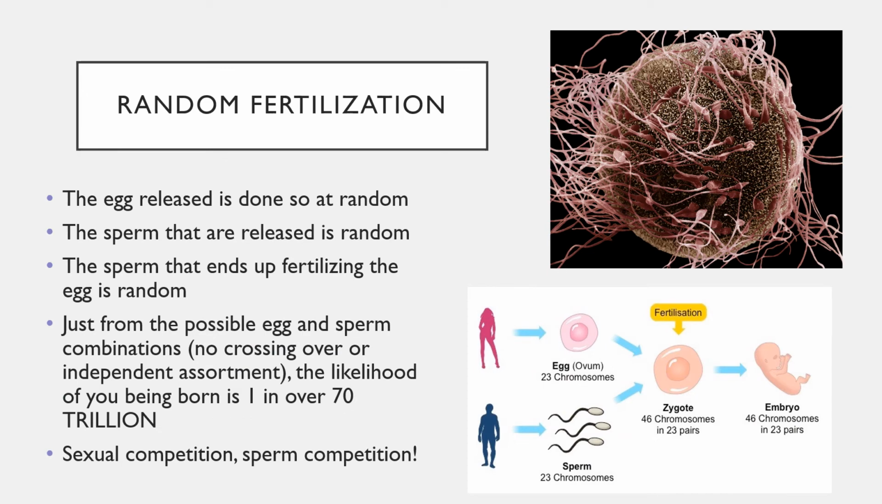The final way that we increase our genetic diversity is through random fertilization. Whatever egg is released is done so at random. Whatever sperm is released is done so at random. The sperm that ends up fertilizing the egg is done so at random. Not only that, but there's sexual competition.